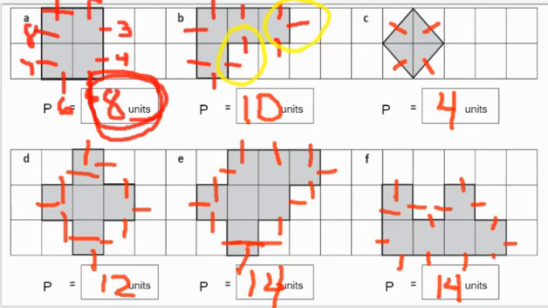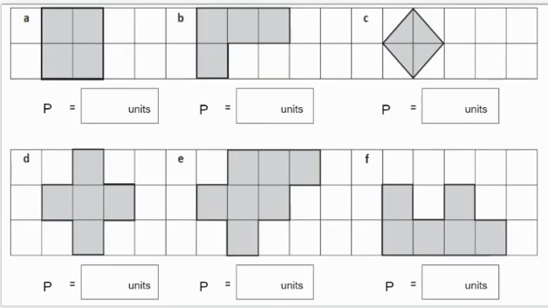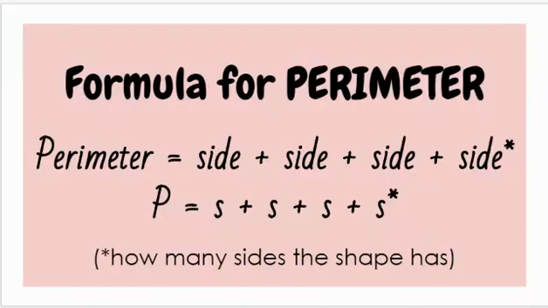Just to reiterate, our formula for perimeter is the perimeter equals the side plus the side plus the side plus the side. And I put this little asterisk, this little star here, because it depends on how many sides the shape has. If it only has 3 sides, I would only have side plus side plus side. If it has 5 sides, I would have side plus side plus side plus side plus side. So it depends on how many sides there are, how many sides I add.